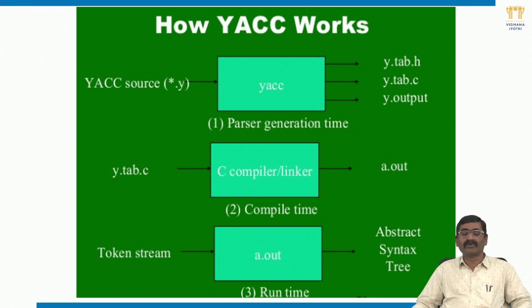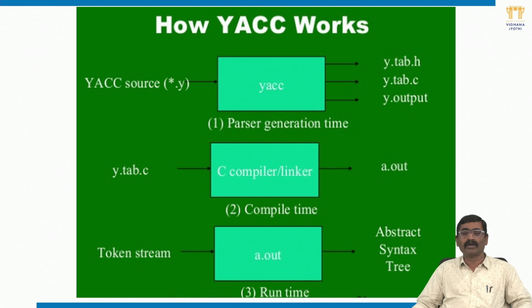So that is how YACC works. First, we should write the YACC program. After writing the YACC program, we should save that program with the extension .y. After that, we should compile the YACC program using the YACC compiler so that it generates three different outputs: y.tab.h, y.tab.c, and y.output. One of the important files generated by the YACC compiler is y.tab.c.